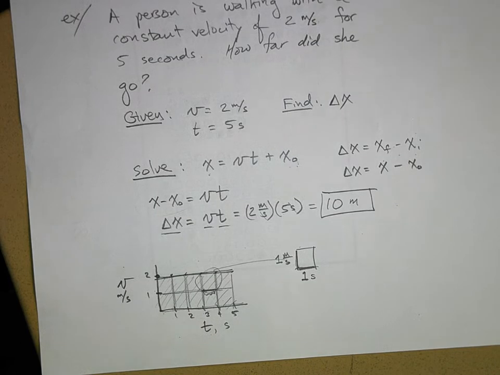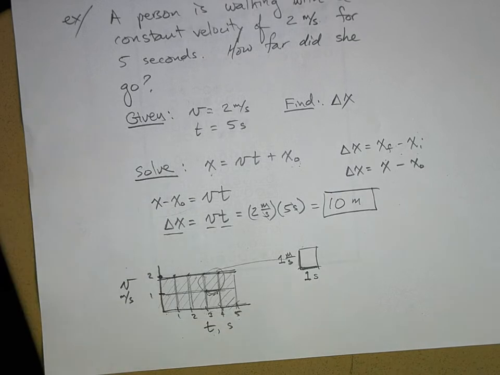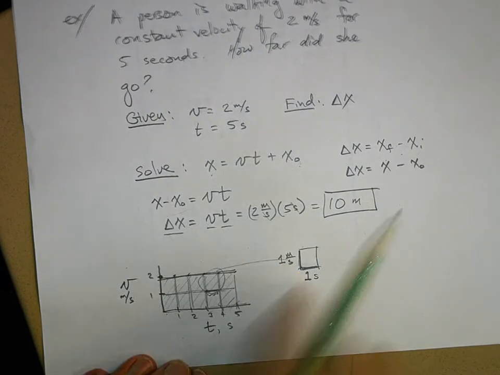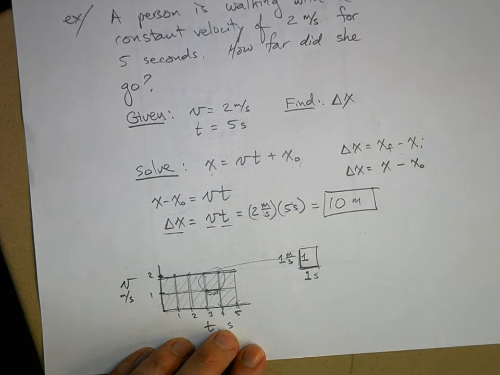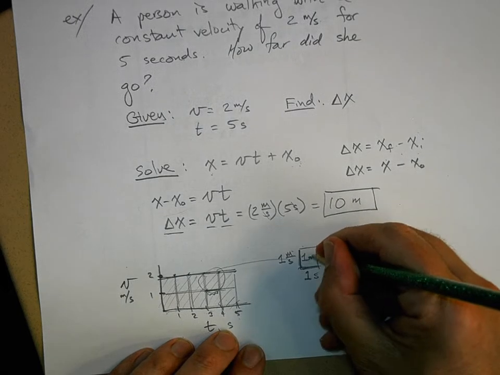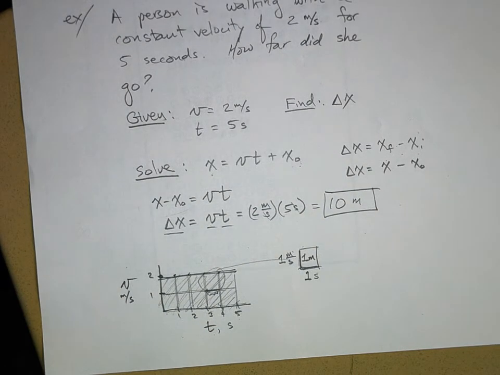Now, if this was in meters and this was in meters, you would have 10 square meters here, wouldn't you? I'm sorry, you would have 10 square meters, or 10 meters squared. But that's not what these are. What is 1 times 1? 1. What is a meter per second times a second? The seconds cancel and you get a meter. So, the area underneath this graph doesn't represent area. The area represents displacement, or how much you changed your position. It represents delta x.